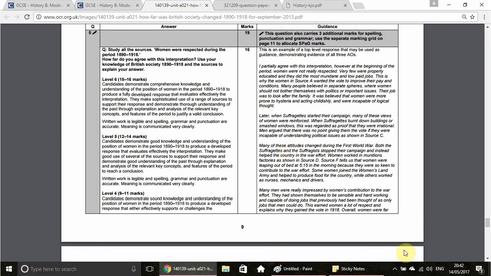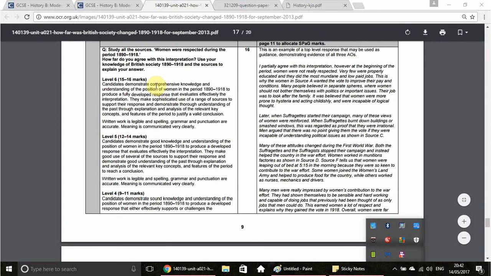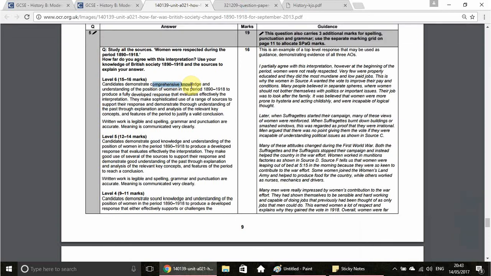Okay, so for full marks, you're looking for comprehensive knowledge, which means lots and lots of knowledge. That's going to be at least 3 bits of factual information for each side of the argument, bare minimum. And you need to show that you understand their position from 1890 to 1918. And you need to make sure that you include a range of sources. And it says to make sophisticated use. So that probably means you're going to mention things like the purpose and how far they actually support you. So maybe they just support your argument a little bit. And you need to make clear that you understand how far the sources help you argue your point.